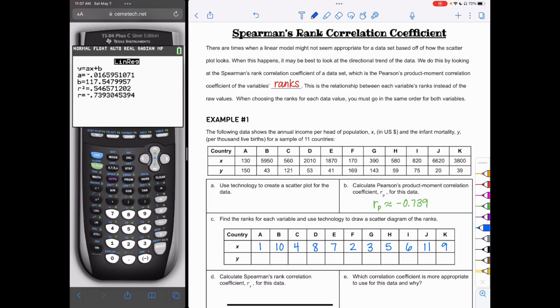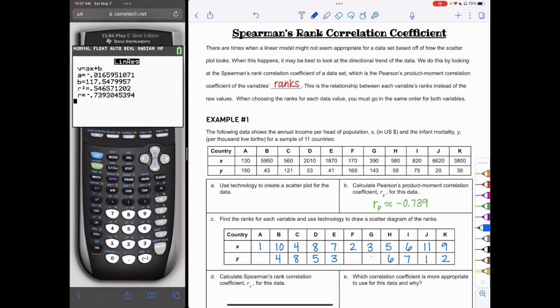So when I rank my Y values from least to greatest, data point J is going to have the smallest Y value. Then data point K is going to be the next one. Data point E is going to be the third one. Data point B is the fourth one. Data point D is the fifth one. Data point H is the sixth one. Data point I is the seventh one. Data point C is the eighth one.